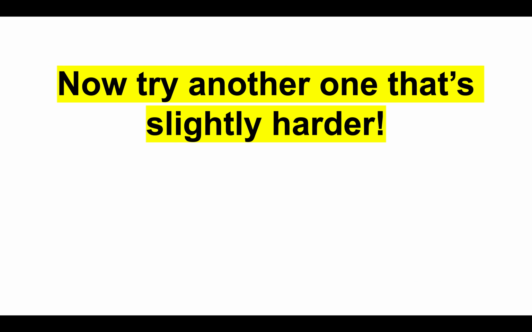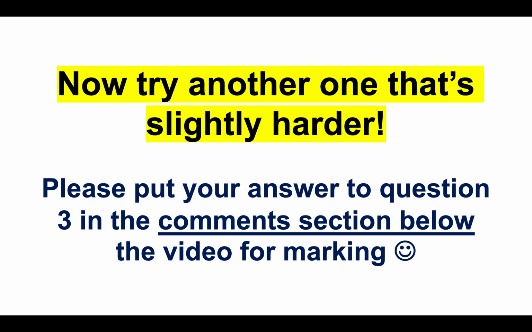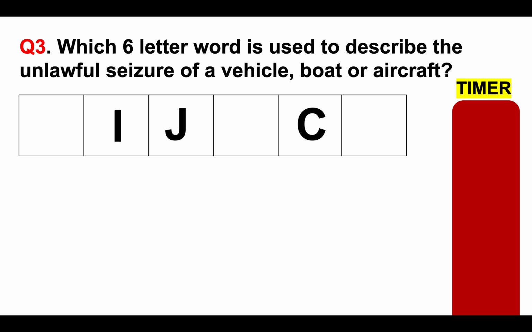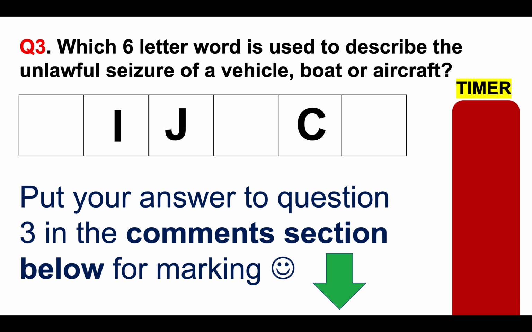So try another one. This one is slightly harder. Again, put your answer to question 3 in the comments section below the video. So question 3, which 6-letter word is used to describe the unlawful seizure of a vehicle, boat or aircraft? Please put your answer to question 3 in the comments section below. Here's your timer.